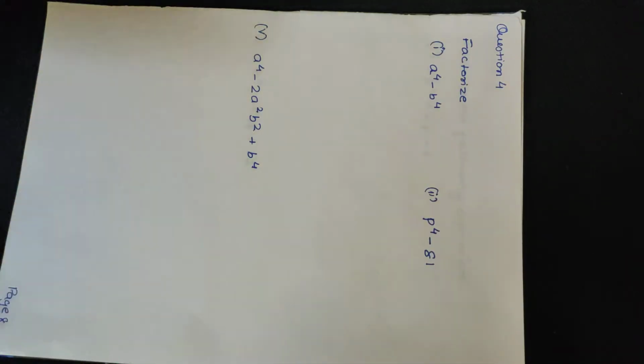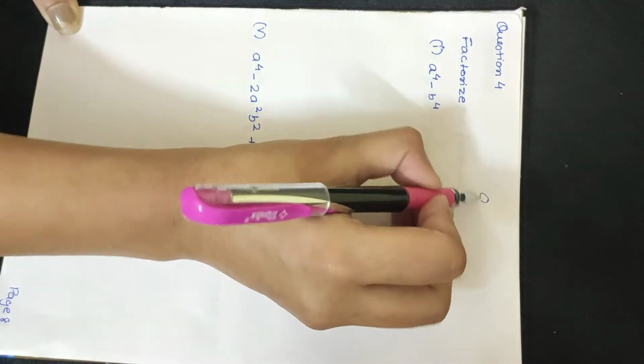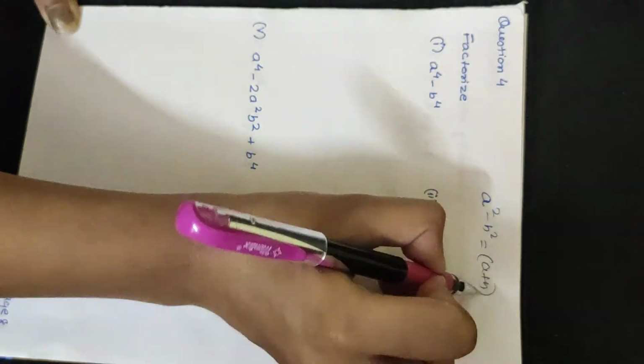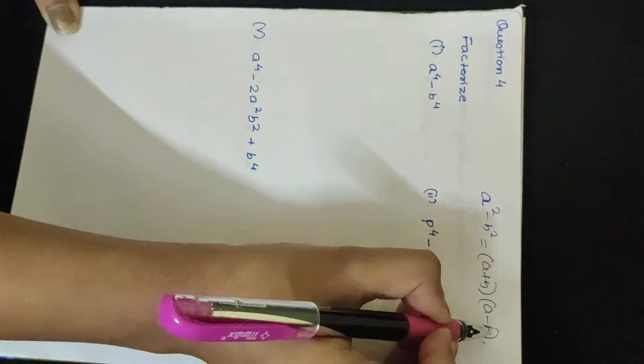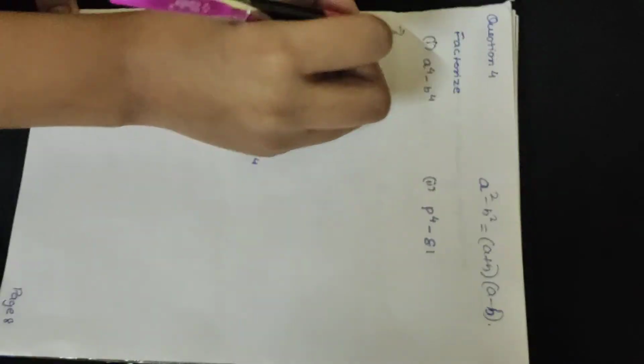Next is question number 4, and the question we are solving is part 1, which is a to the power 4 minus b to the power 4. Okay, so you see a relation between a square minus b square here. So we are using a square minus b square is equal to (a plus b)(a minus b). This is a very helpful formula, so memorize it.